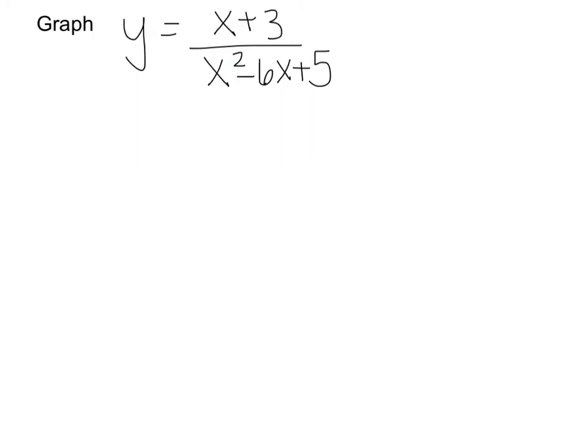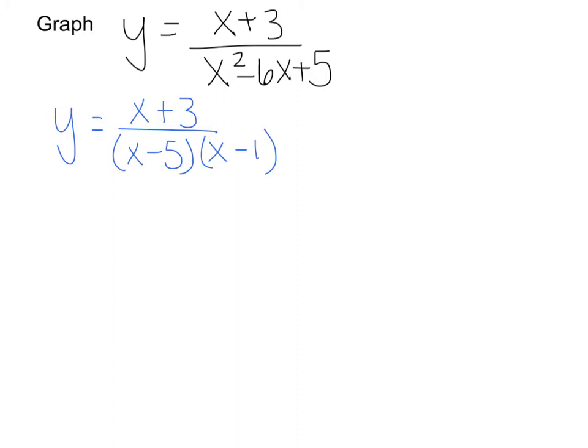Now we're going to do one problem that pulls it all together. So we have y equals (x plus 3) divided by (x squared minus 6x plus 5). So the first thing you want to do is factor this. So x plus 3 in the top, and then what multiplies to 5 that adds to negative 6? So (x minus 5) and (x minus 1).